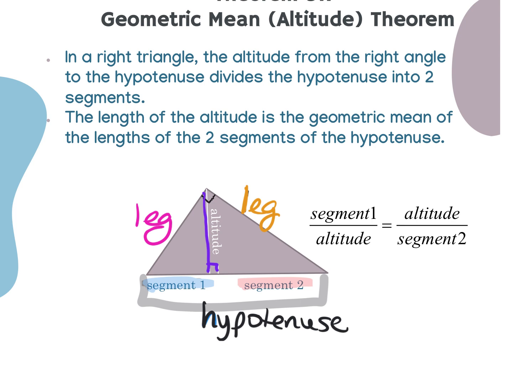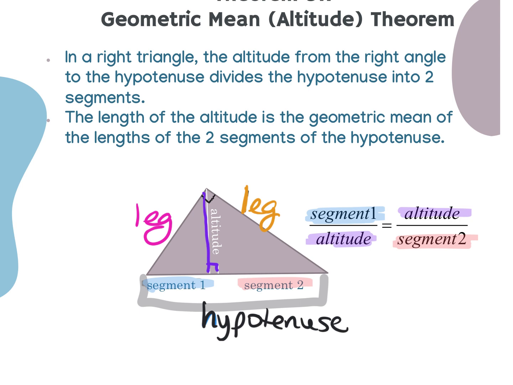So these are all my parts of the triangle that I'm going to be using in my proportions. So the length of the altitude is the geometric mean of the lengths of the two segments of the hypotenuse. So notice over here is altitude and altitude. So once I multiply that diagonally, altitude times altitude, if it's a variable, like for example, if the altitude was x, that would be an x squared. And then segment 1, and it doesn't matter which one is labeled as segment 1 and which one is segment 2, just label one as 1 and one as 2. So this is the first proportion that we're going to be using.